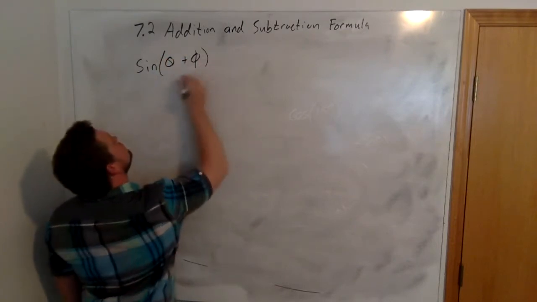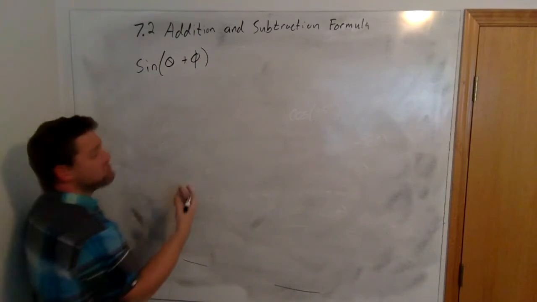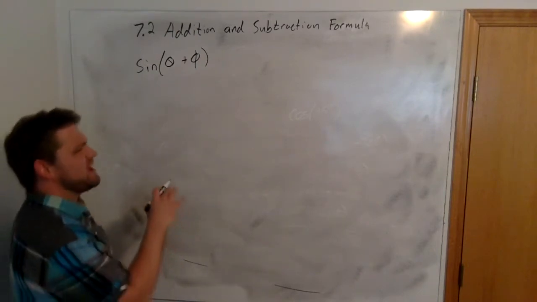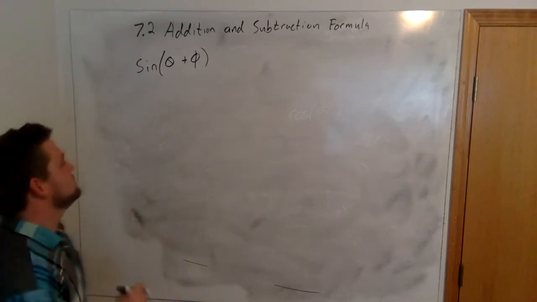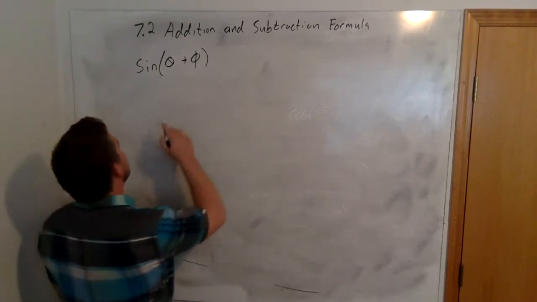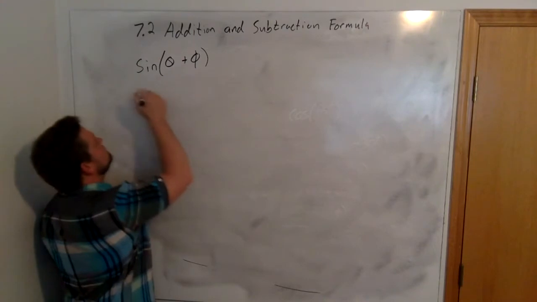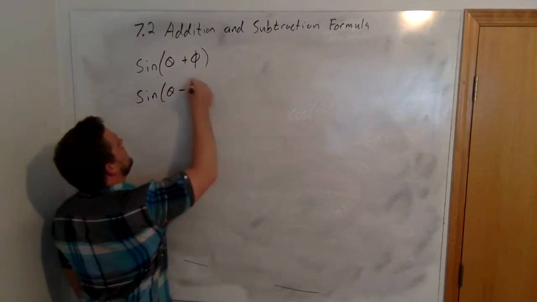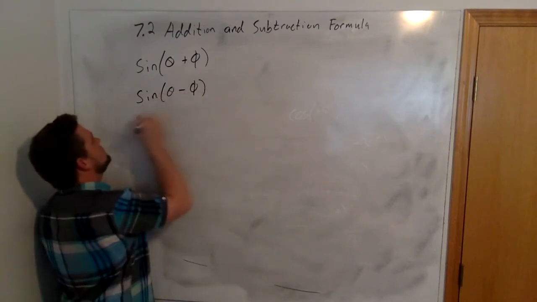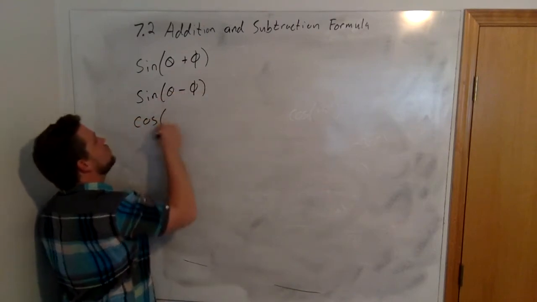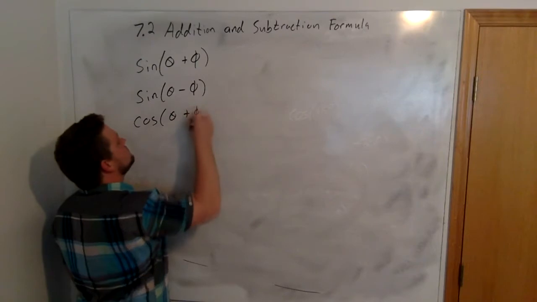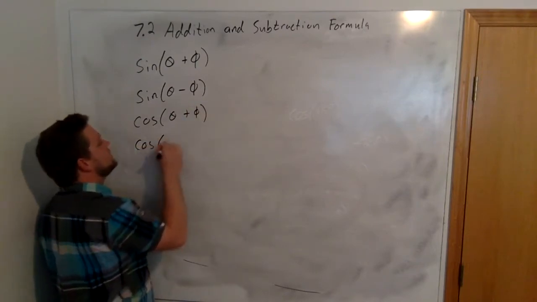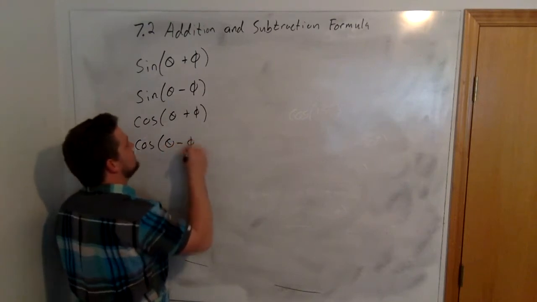I think the book uses S's and T's in the section 7.2 chapter, I guess in the material there, and it uses X's and Y's in the back of the book. I'll show you here in just a second. But we want a formula for the sine of theta plus phi. It'd also be nice to have a formula for the sine of theta minus phi, or it'd be nice to have a formula for the cosine of theta plus phi, and for the cosine of theta minus phi.